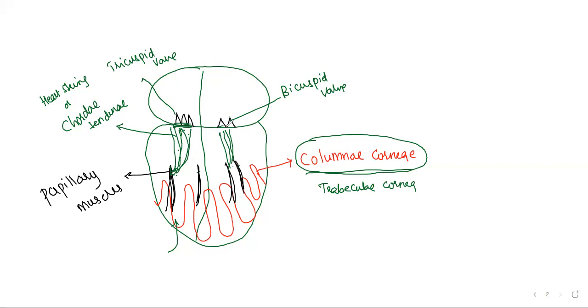So we get a question like that: the chordae tendineae is present between which structures? We get that kind of question here. Okay, is it clear? Any doubt?